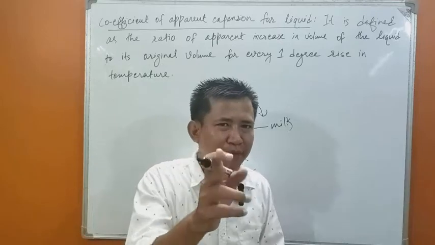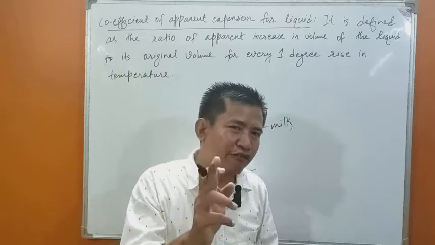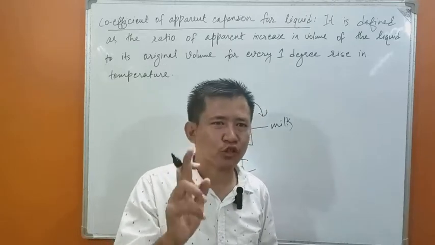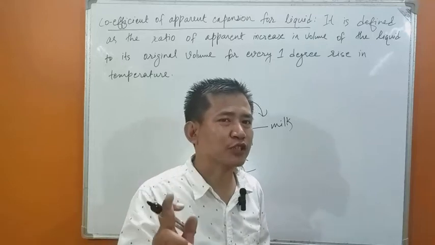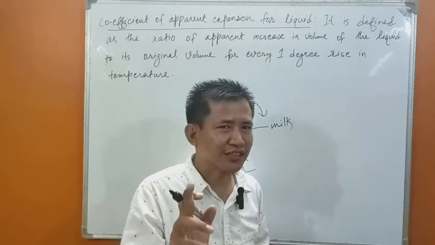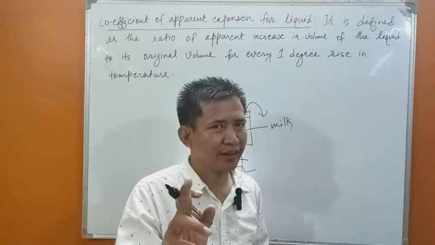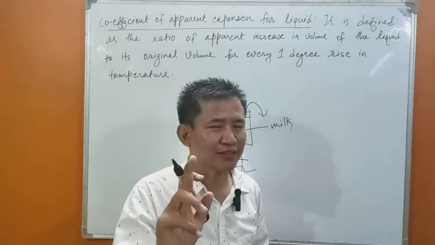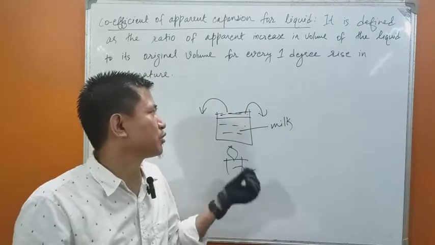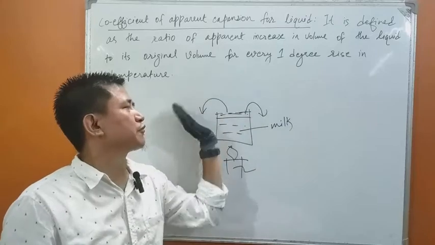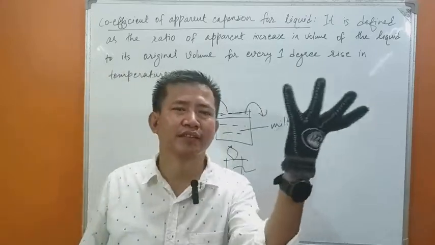Before that, let me make it clear that liquid does not have its own shape and size, so the superficial expansion and linear expansion of liquid is not considered. We only consider the expansion of volume, because liquid does not have shape and size. Now let us come to the point. When we heat milk, the milk spills from the container by increasing its volume.